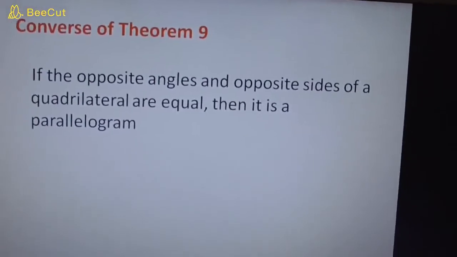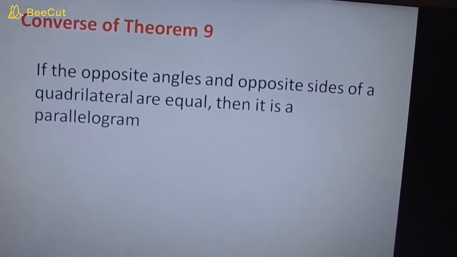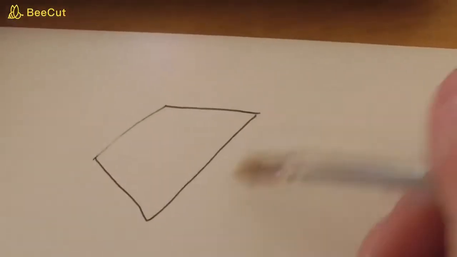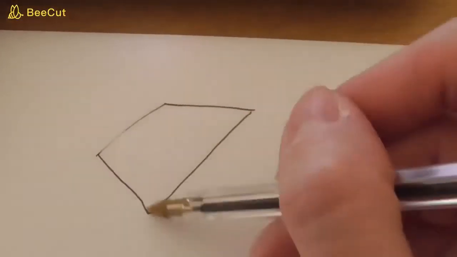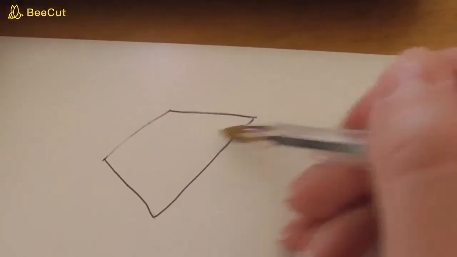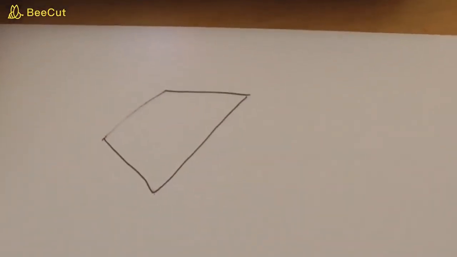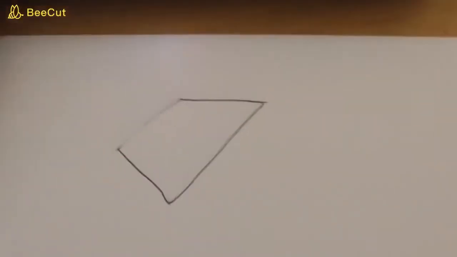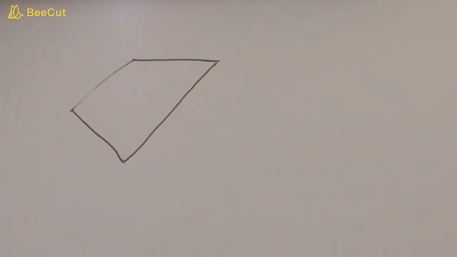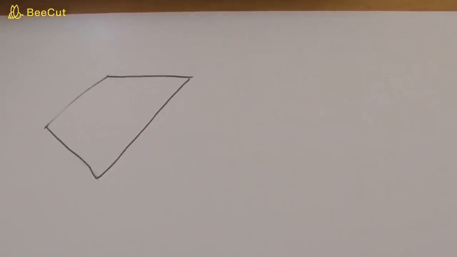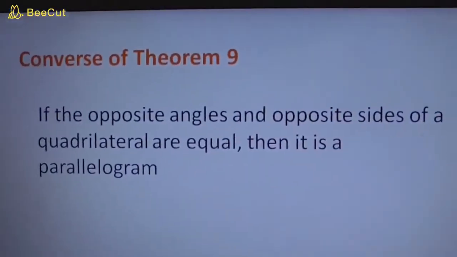So just for example, okay, that's a quadrilateral. It has four sides. It's not a parallelogram though. Like that side is not parallel to that, and that side is not parallel to that. But it's still a quadrilateral. So just make note, not all quadrilaterals are parallelograms, but all parallelograms are quadrilaterals. So that's your converse of Theorem 9.